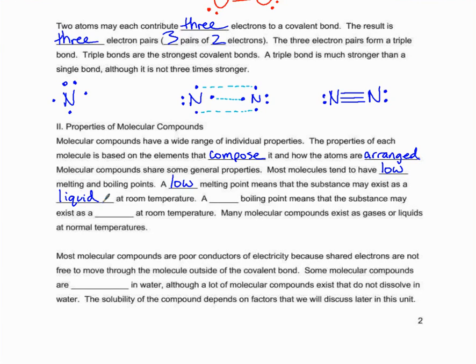So some examples of things with a low melting point, we're talking about things like water, things like mercury, or let's leave it at that.